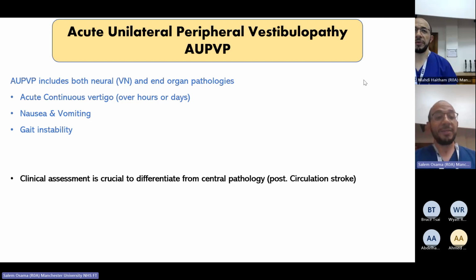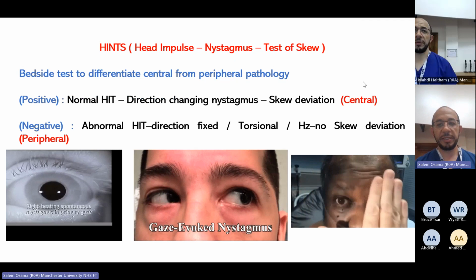It's fine. So with this character, with vestibular neuritis, definitely do not miss it. It's a continuous vertigo with nausea and vomiting and gait instability. But clinical assessment is very important, and you may be aware of the HINTS, which is head impulse, nystagmus, and test of skew.